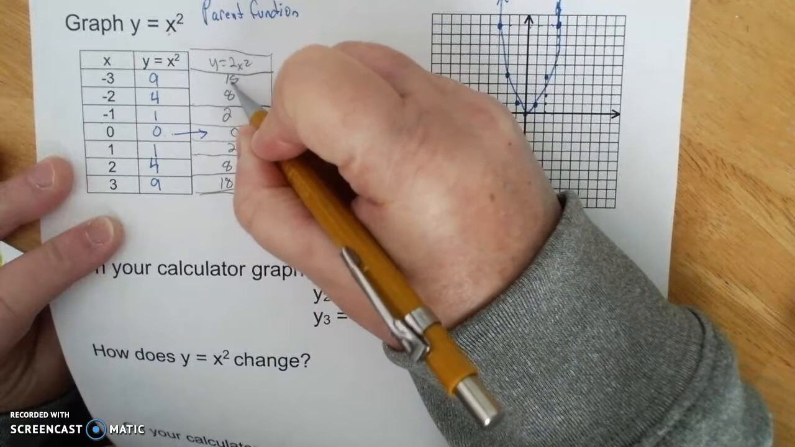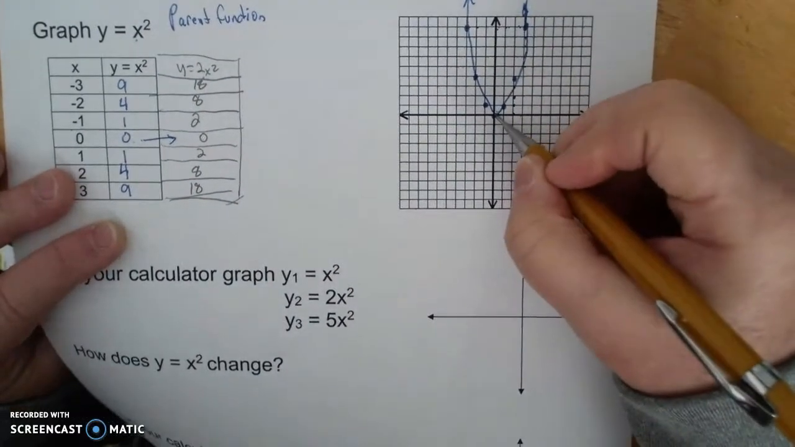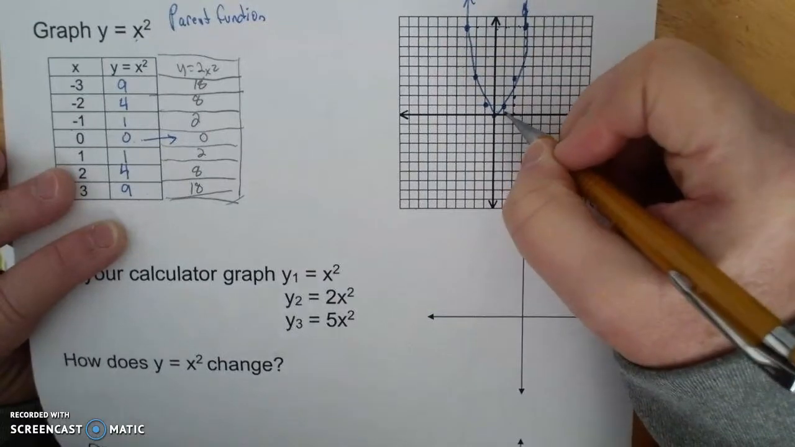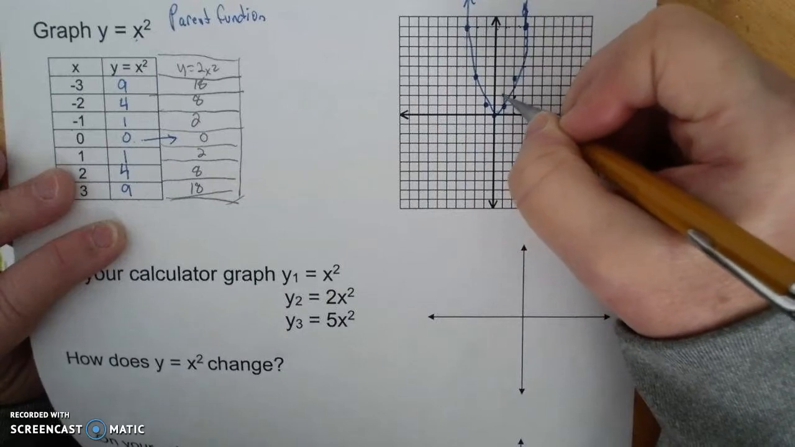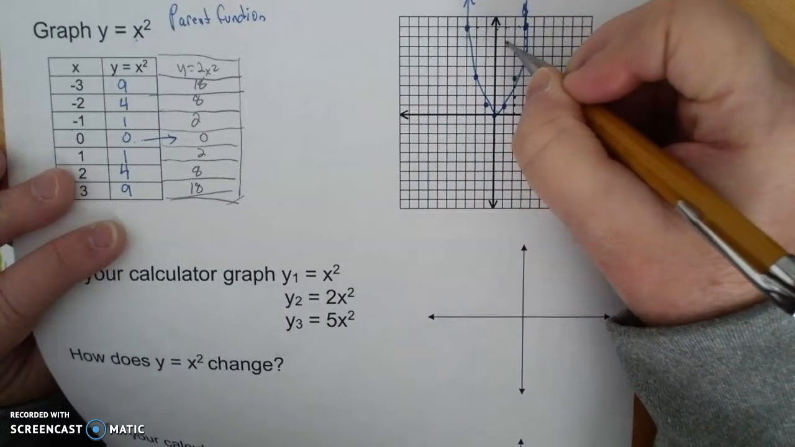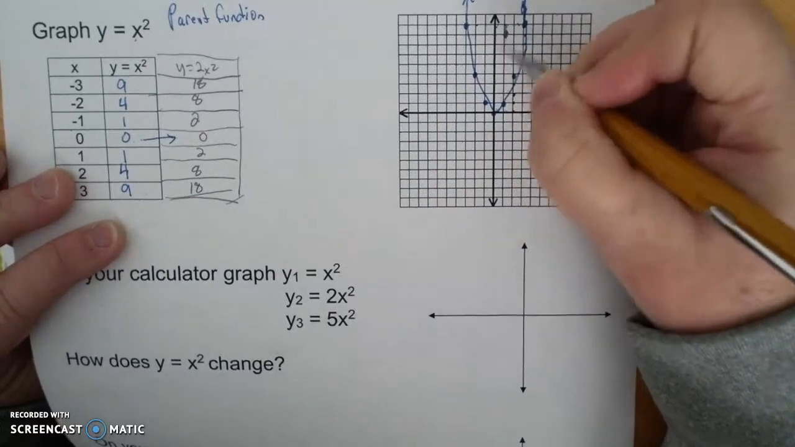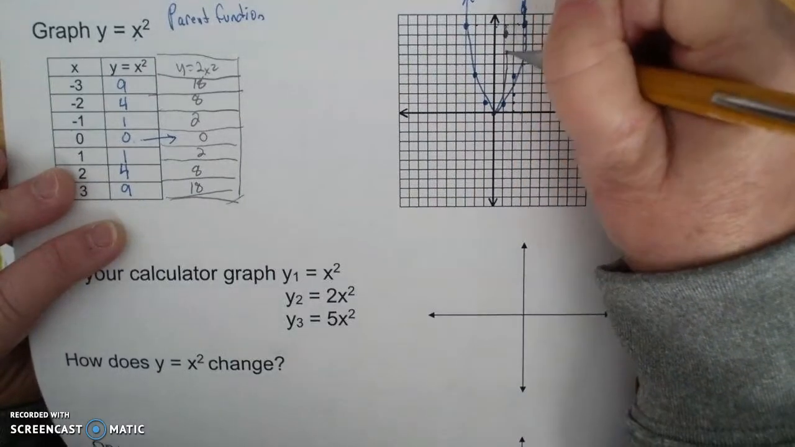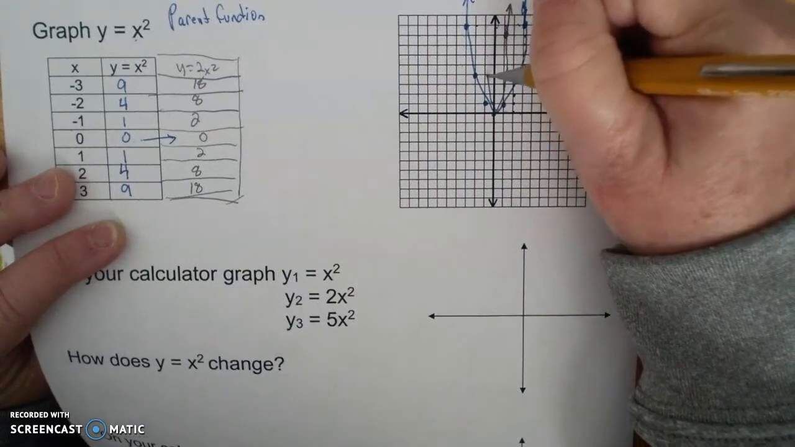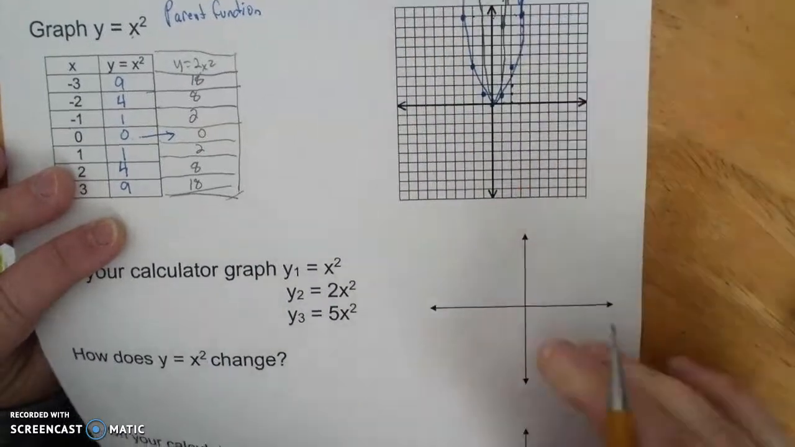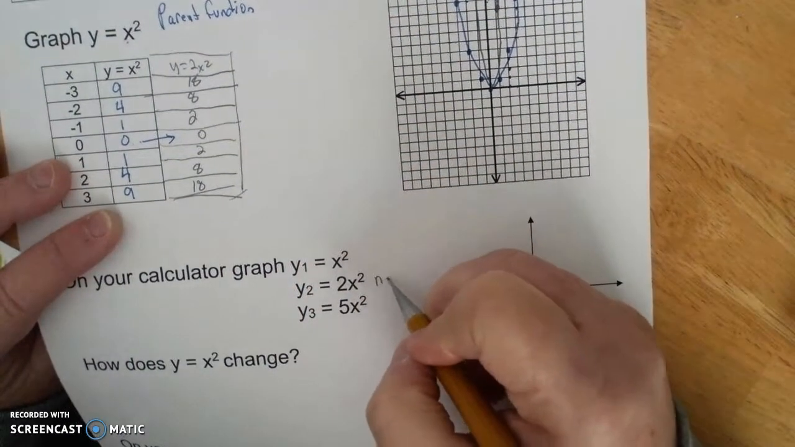2, 8, and 18. So we're still going the same amount to the right, but then we are going up 8. 1, 2, 3, 4, 5, 6, 7, 8. Okay, so automatically you are seeing that it's still a parabola, but it is much more narrow.